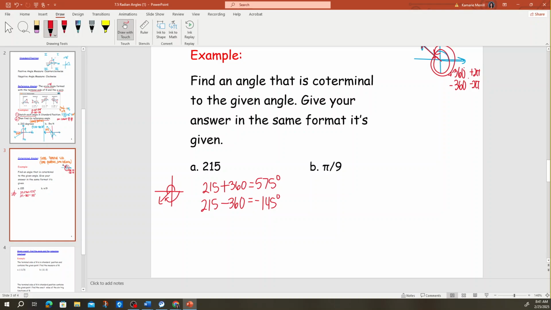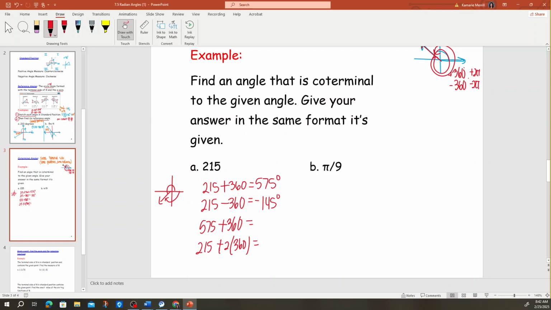I could also have taken 575 and added another 360 to it, which is technically me taking 215 and adding 2 times 360. You can technically add 360 or subtract 360 as many times as you want. You could give me infinitely many coterminal angles at the end in that same spot. So does coterminal make more sense now?